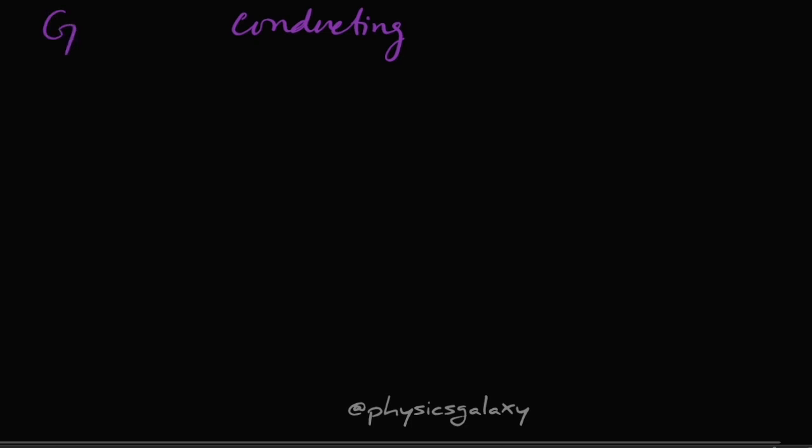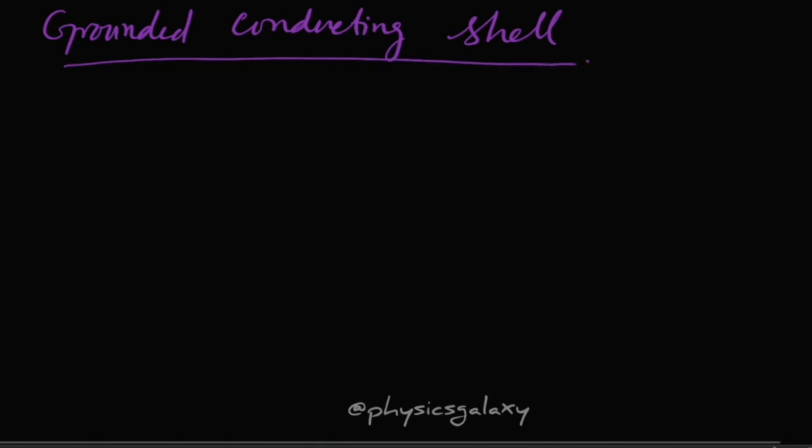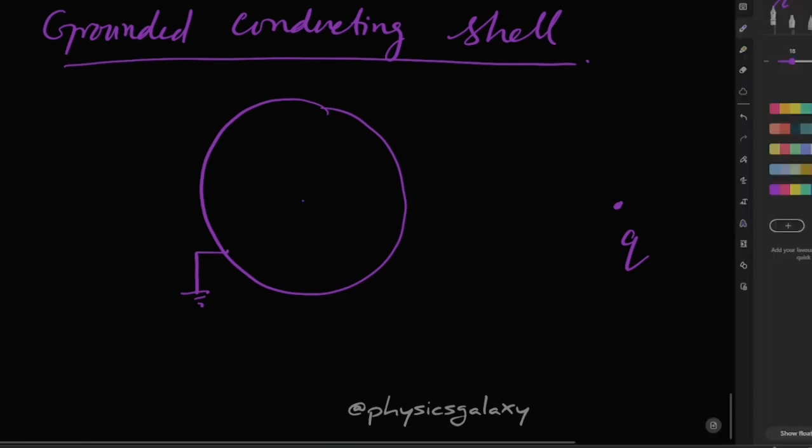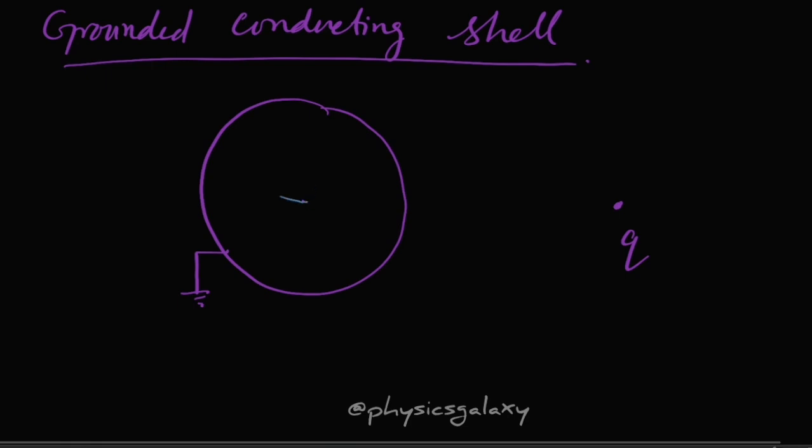Right. Now let's go back to the original different example, that is the conducting shell, or grounded conducting shell. I will not solve this whole problem. Suppose I have a grounded conducting shell, and suppose my real charge is q, and the shell has a radius capital R. Capital R is the radius, and the distance from the center to the charge is a.